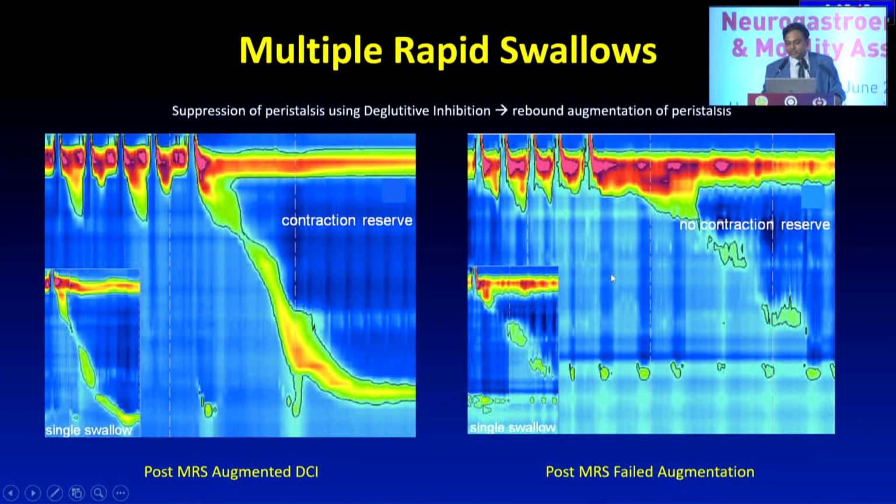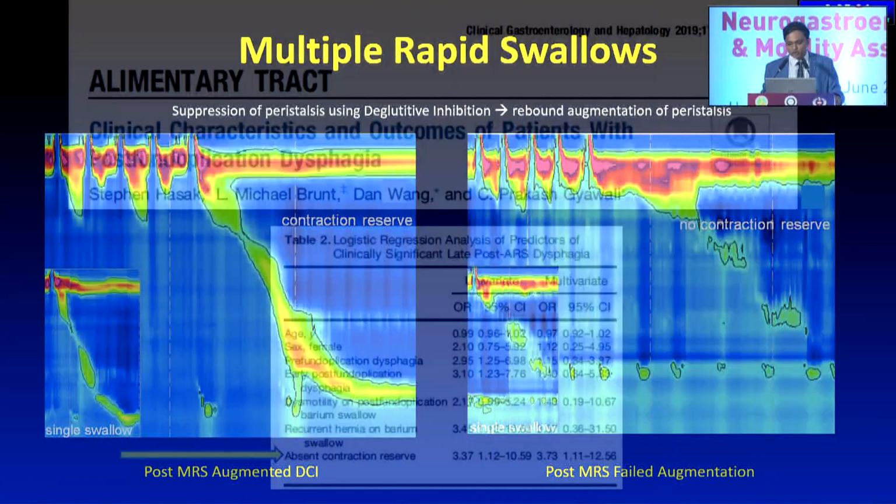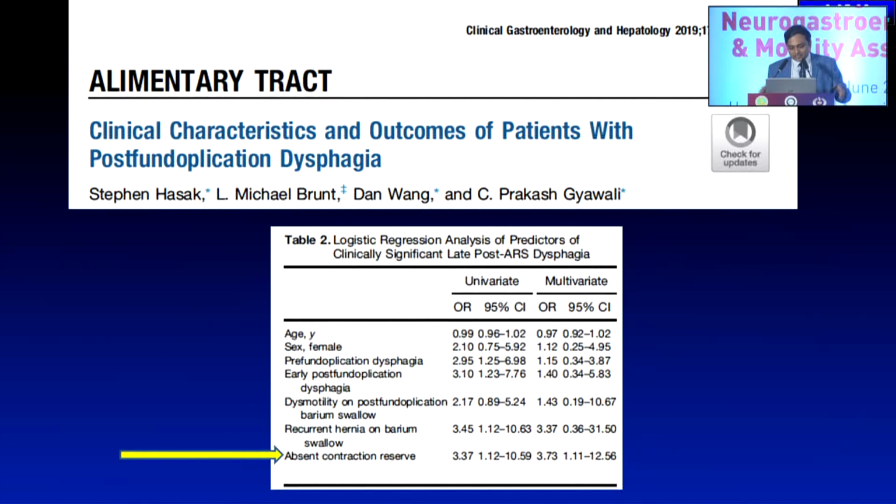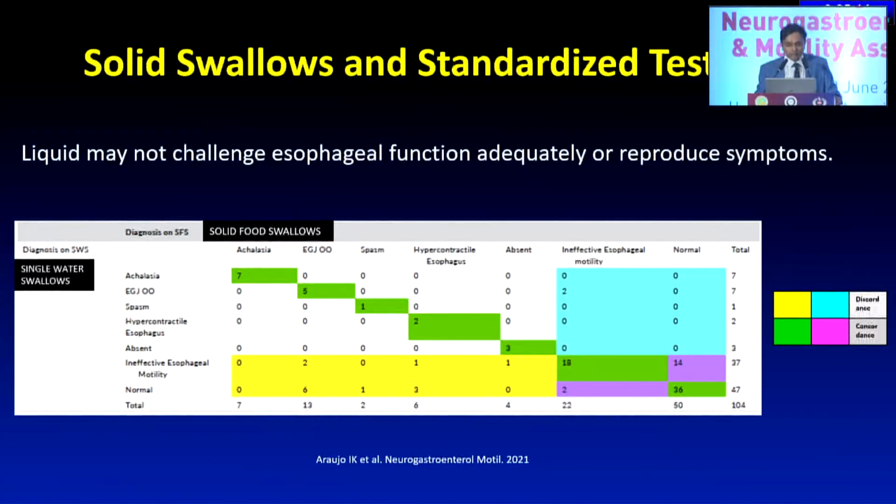But if you see that at the end also there is no good DCI as compared to the primary, the peristaltic reserve is absent. So in such cases, you should not do a 360 degree fundoplication. There was a study by Stephen Hassack's group which found out that absent contraction reserve, the multiple rapid swallow contraction reserve, was the best predictor to tell us patients who will land up with post fundoplication dysphagia. So a very important test to be done.